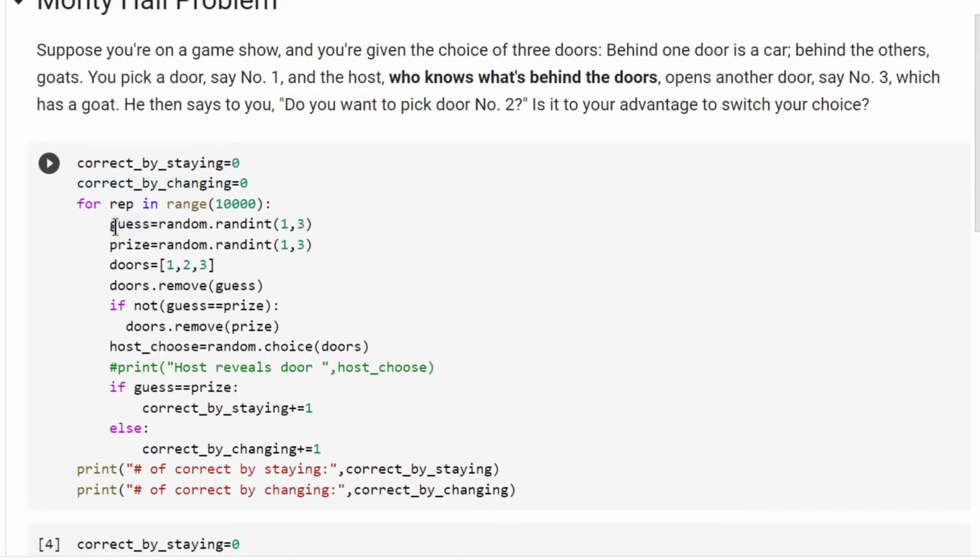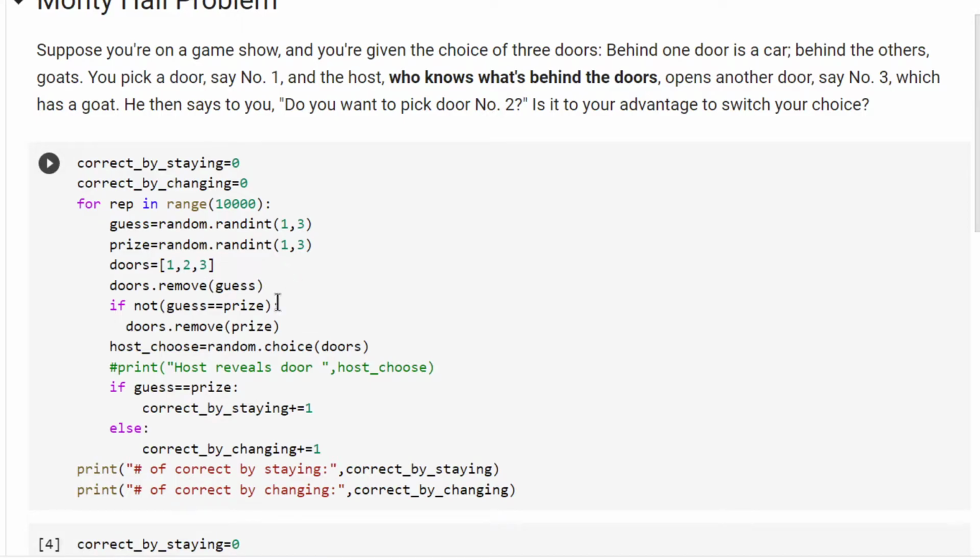First, the contestant will make a guess between the doors 1 to 3, right? And the prize will also be behind doors 1 to 3. And of course, there are 3 doors. Now, in the next 4 lines, I am trying to think about how the host will choose the doors. The host cannot choose the door that the contestant chose. So I removed the contestant's guess from 1, 2, 3.